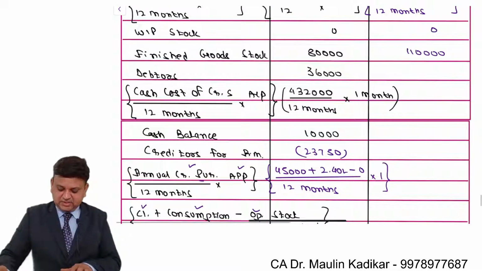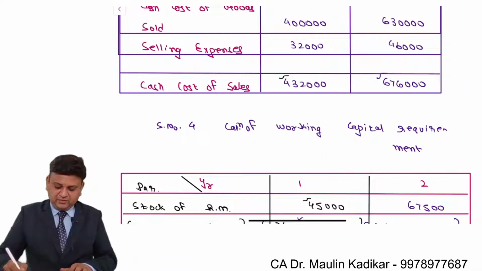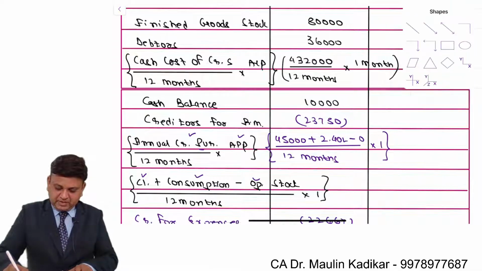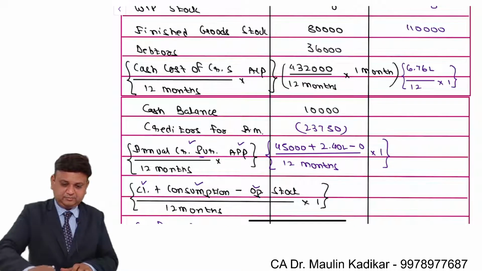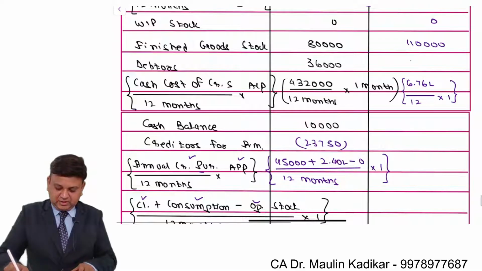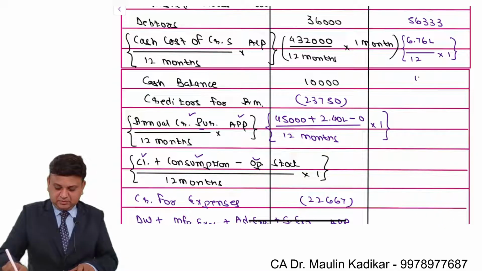For debtors, again, the cash cost of the credit sales is 6,76,000, divided by 12 months, into the average collection period of 1 month. So it is 56,333. Cash balance is 10,000.